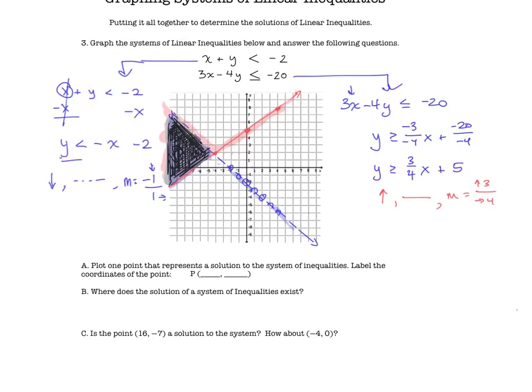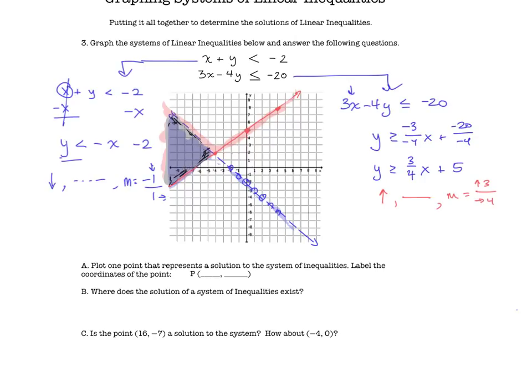So we now move forward. Remember the important piece here is if you're going to do the dual shading, you're just looking for where it overlaps, and then you're going to erase the information that is not double shaded, and you'll just leave the double shaded area. Now, A. Plot one point that represents a solution to the system of inequalities. So I want to plot one point, and I'm going to label that coordinate.